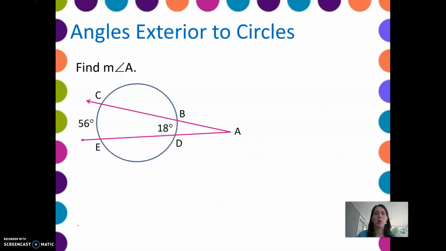Okay, so let's work through a couple questions together. If I gave you this picture and I wanted you to find the measurement of angle A, notice angle A is an example of an exterior angle because its vertex is on the outside.